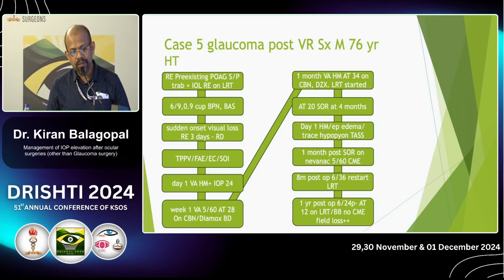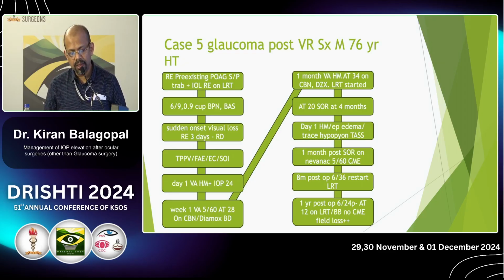Next case, it was a pre-existing glaucoma. TRAB IOL were done already, on latanoprost and very deep cup, and he developed an RD, underwent RD surgery with silicone oil insertion, and initially there was some IOP rise that subsided, and after that at 4 months underwent silicone oil removal. Next day there was hand movements vision, epithelial edema, trace hypopyon, TASS was diagnosed and treated with systemic and topical steroids, which were weaned off pretty quickly.